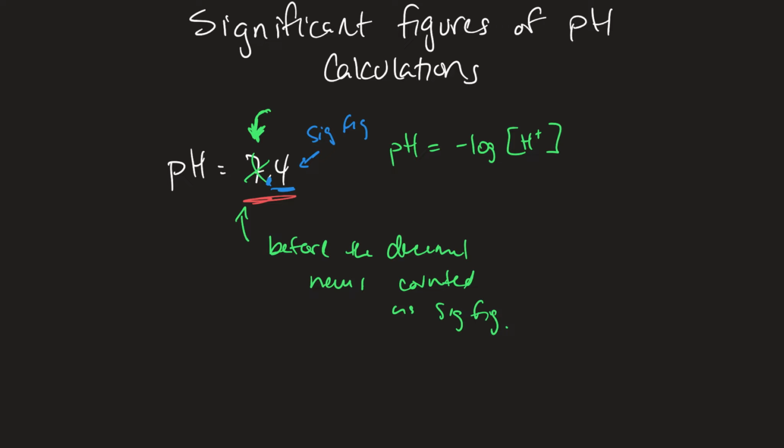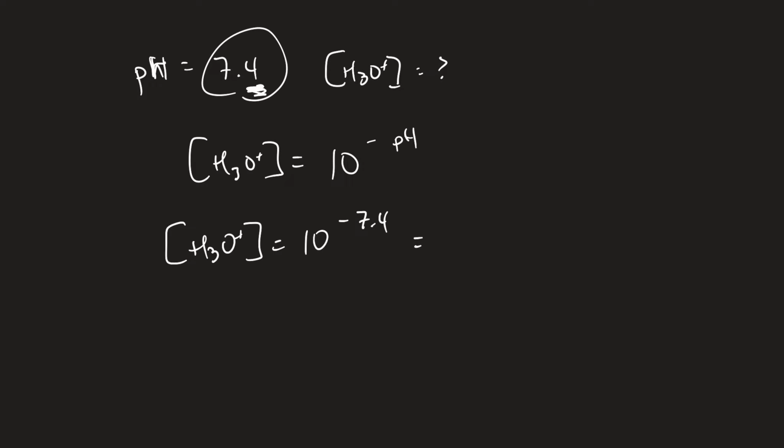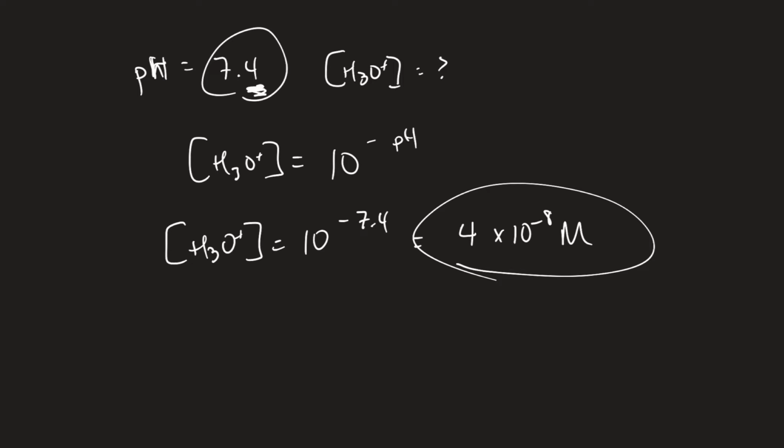And so if we were to determine how many sig figs the concentration of hydronium has for a pH of 7.4, we know the concentration of hydronium is equal to 10 to the negative pH. So the concentration of hydronium is equal to 10 to the negative 7.4. Because this number only has one decimal place, our answer is only going to have one significant figure. And so the answer here will be 4 times 10 to the negative 8 molarity. That will be the concentration of the hydronium ion.